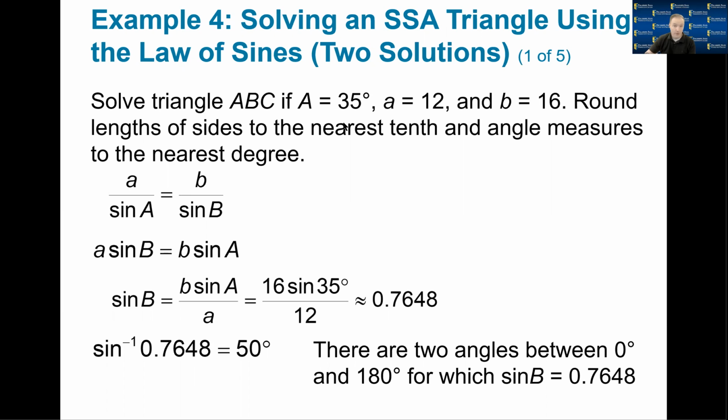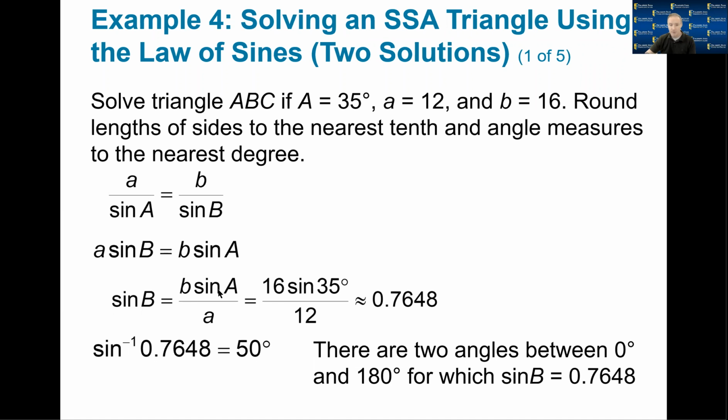So again, you're only going to be given one angle and two sides. So then you can say, well, all right, since I know side B, I should be able to find angle B. So I can say, a over the sine of A is equal to b over the sine of B. If you cross multiply here, you can get a sine B is equal to b sine A. And then you're trying to solve for sine B. So sine B is equal to b sine A divided by a.